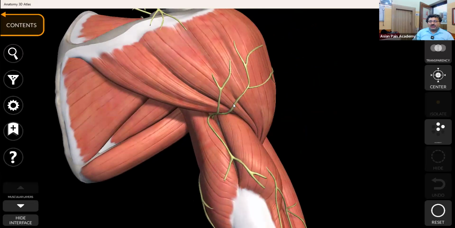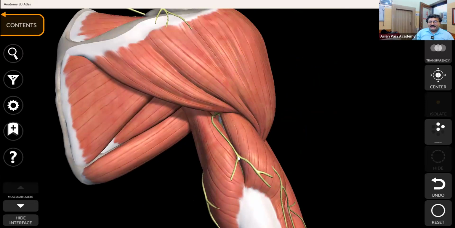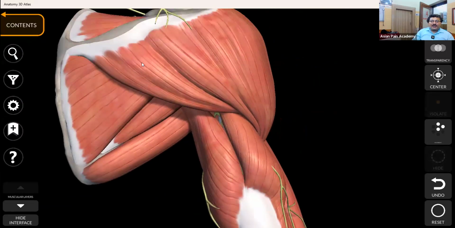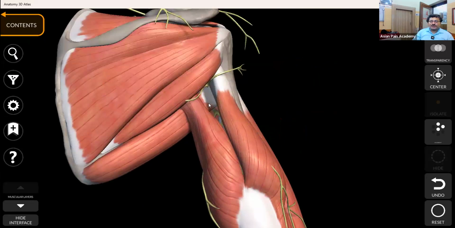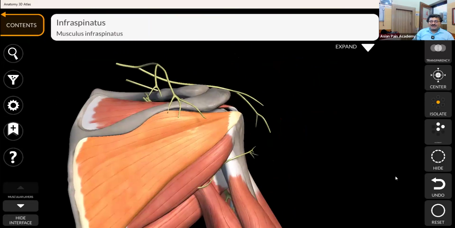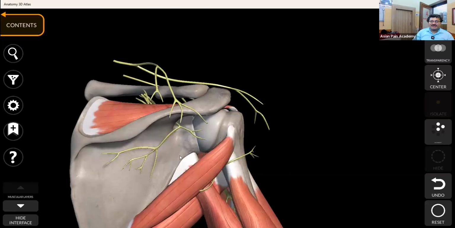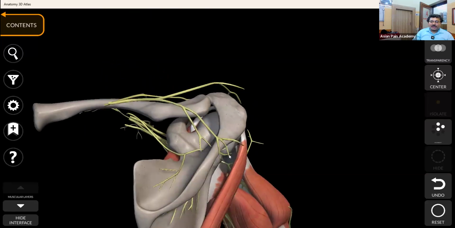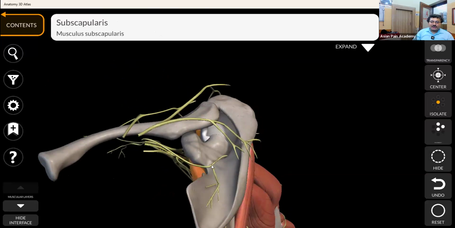So see, here we have the cutaneous branches. Let us hide the cutaneous branches of the nerves. Now we have the important muscles. Here I am hiding the deltoid to expose the lower portion. Now, as you see, this is the infraspinatus. Now I am hiding the infraspinatus to get access to these nerves. So let us hide the supraspinatus as well. Now I am rotating at the top. So see from where this nerve is coming.